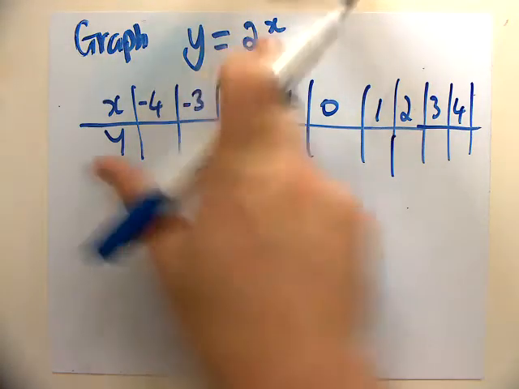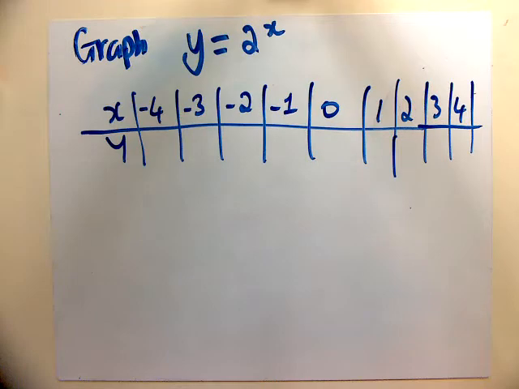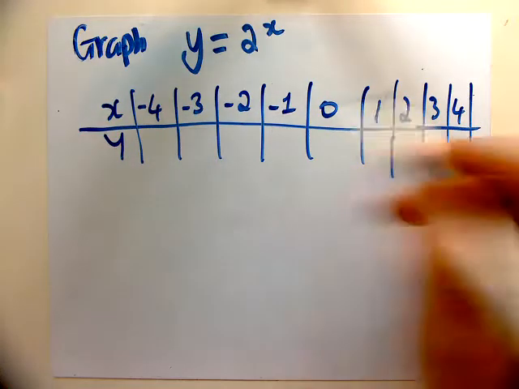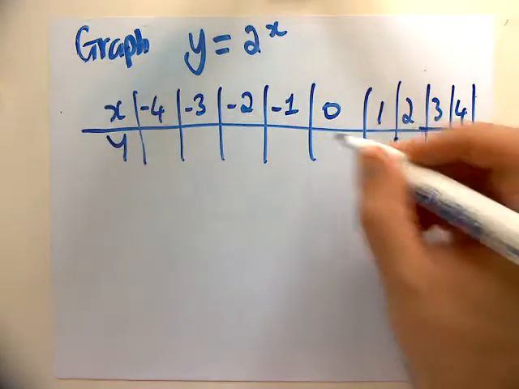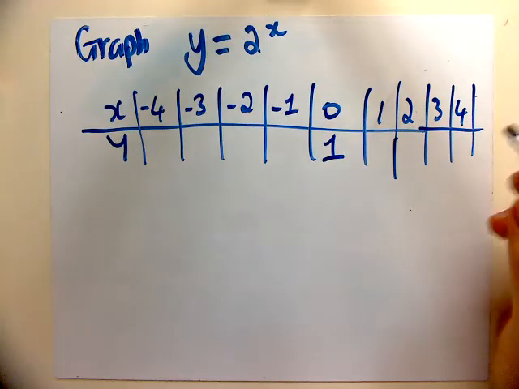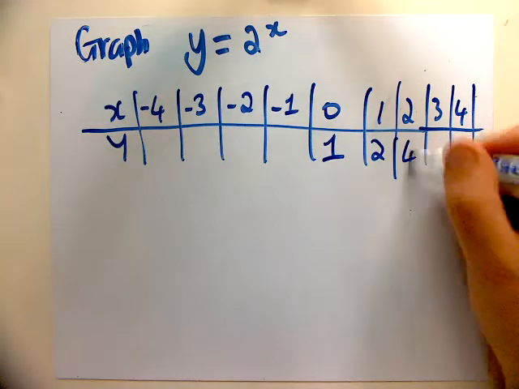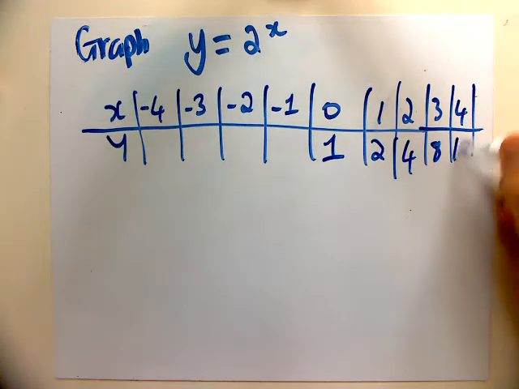All we need to do to fill out this table of values is finish off the value for y based on our exponential function in this form up here. So 2 to the power of x. Anything to the power of 0 is going to be 1. That will be 2. This will be 4. That will be 8. And that will be 16.